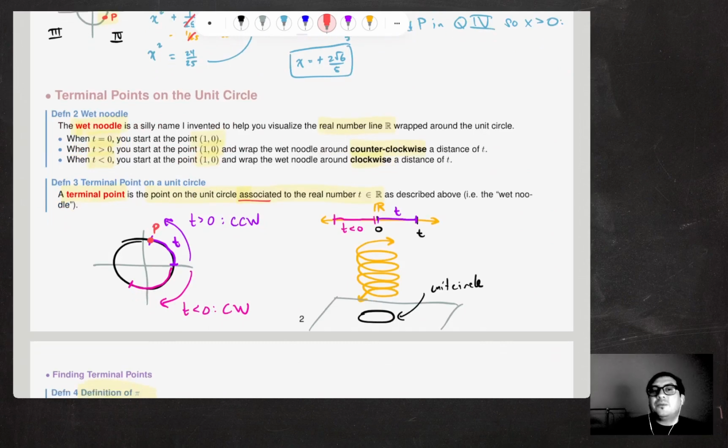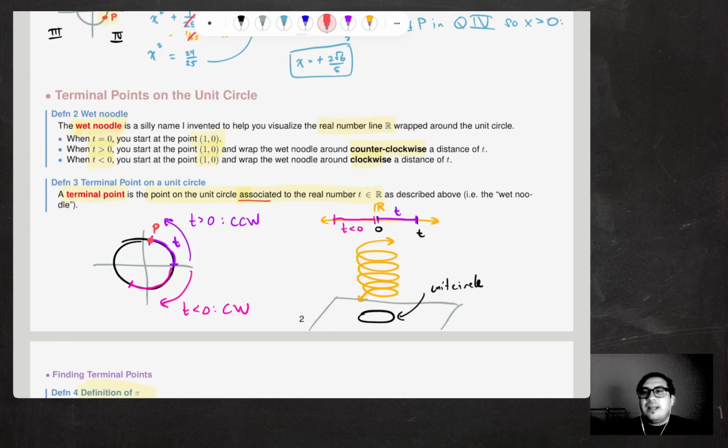Let's talk about terminal points next. This is a really fundamental principle here. It's going to be basically the building block between a radian, which is a real number, and an angle, which, remember, angles are kind of two sticks. So to do that, we're going to talk about a terminal point.